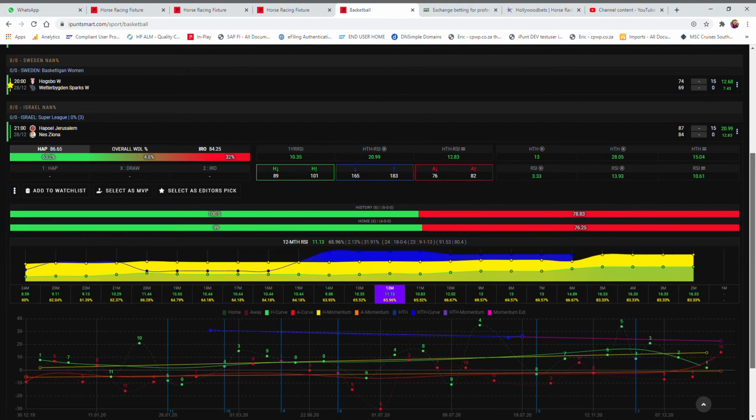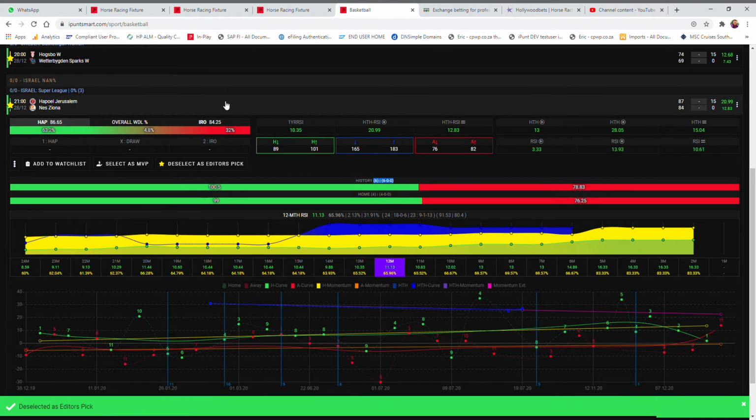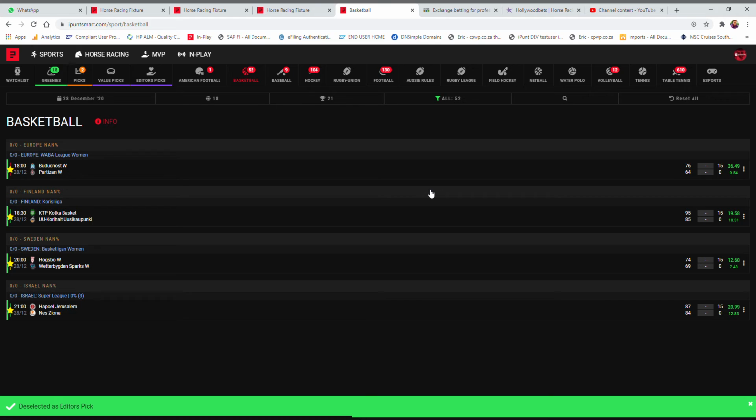And here we have Israel Super League at 9 o'clock tonight. Hapoel Jerusalem versus Nes Ziona. And this one does look good on the 3-month, 83%. That's very nice. Overall, 63.2% for Hapoel Jerusalem to win this one. They've beaten them 6 out of 6. Editor's pick, and that is exactly how, and that's basketball done for you.